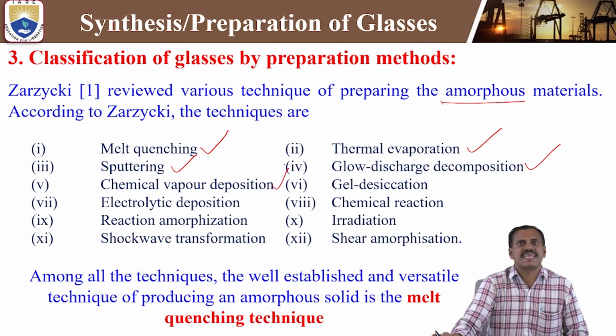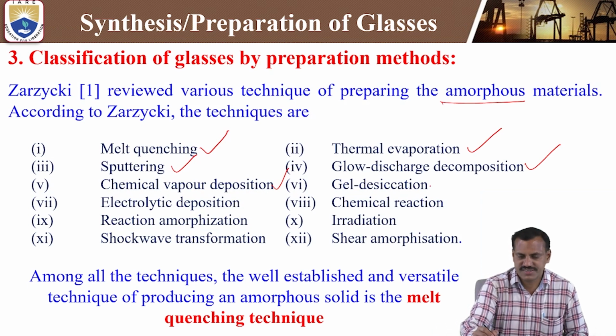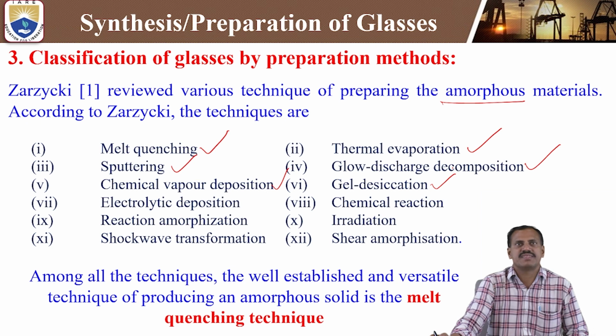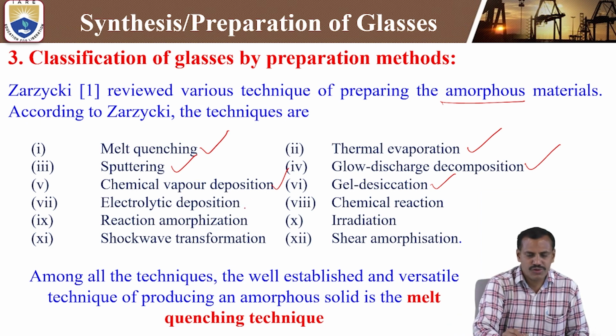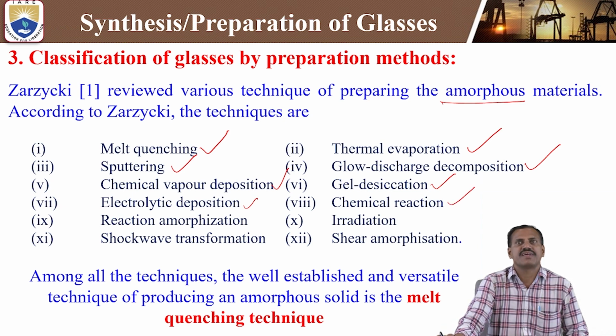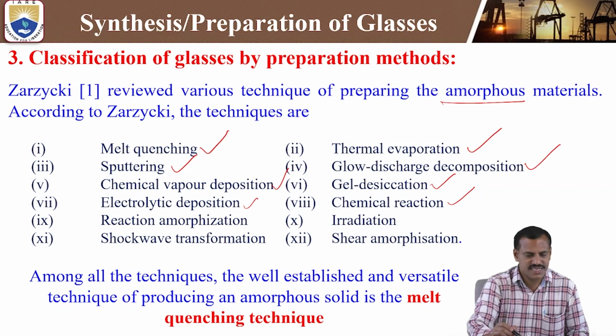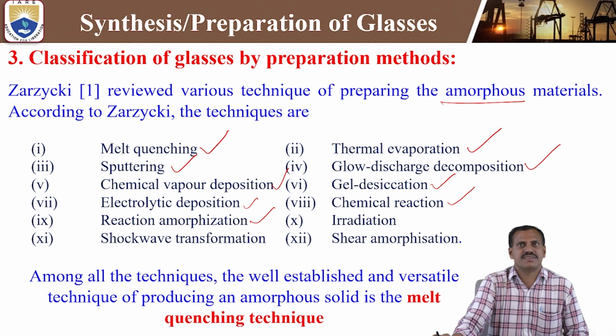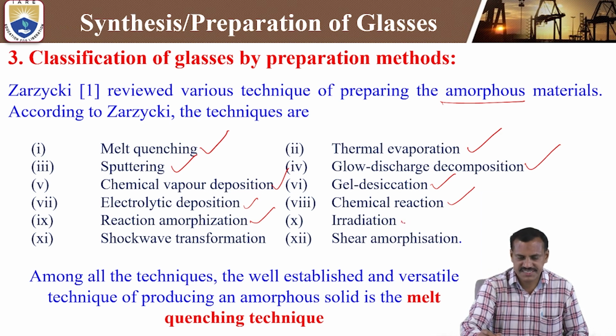Fifth is chemical vapor deposition, the CVD method. With it we can also prepare different kinds of glass materials. Sixth is the gel desiccation method. Seventh is the electrolytic deposition method. Next is the chemical reaction method, in which we can prepare different kinds of rare earth doped glass materials. Ninth is the reaction amorphization method. Also, we can prepare different kinds of laser glasses, and the irradiation technique.